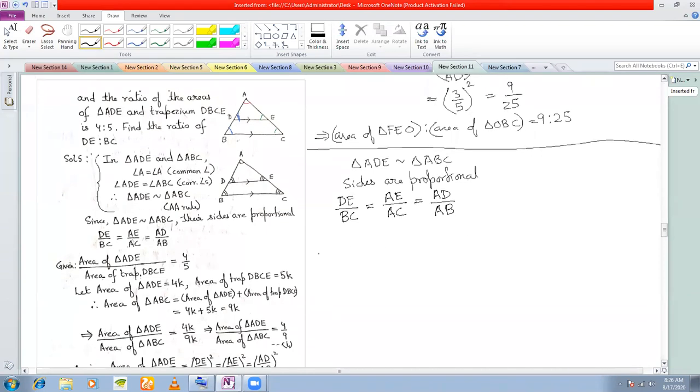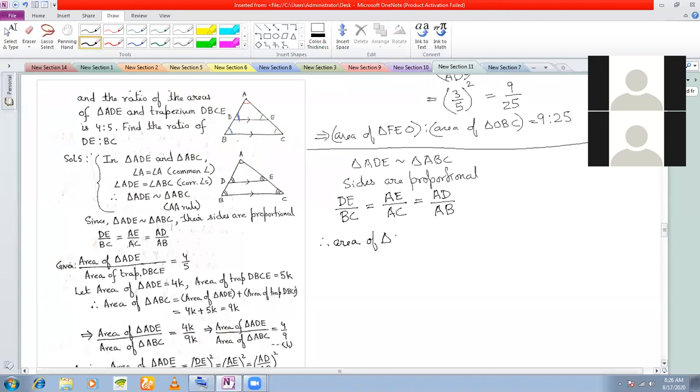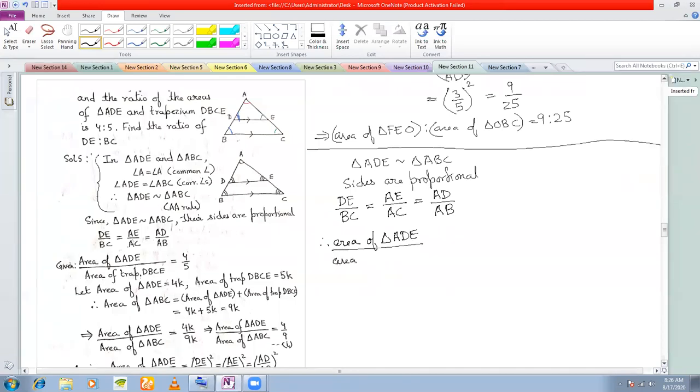Now, what is the relation between the areas of similar triangles? Therefore, area of triangle ADE divided by area of triangle ABC, this ratio is given. Let me write this first: area of triangle ABC is equal to the square of the proportional sides.